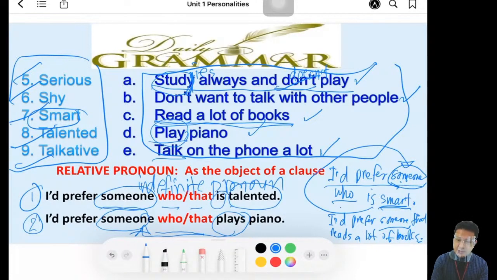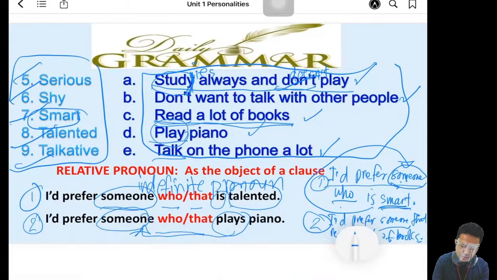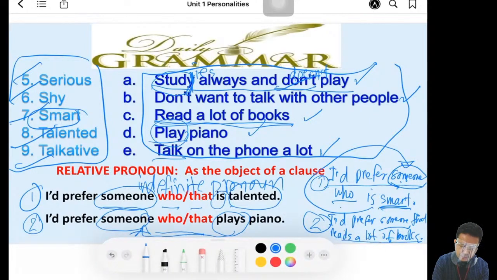Now, again, same structure in sentence 1 and same structure in sentence 2. I prefer someone who is smart, or I prefer someone that reads a lot of books. Same structure.